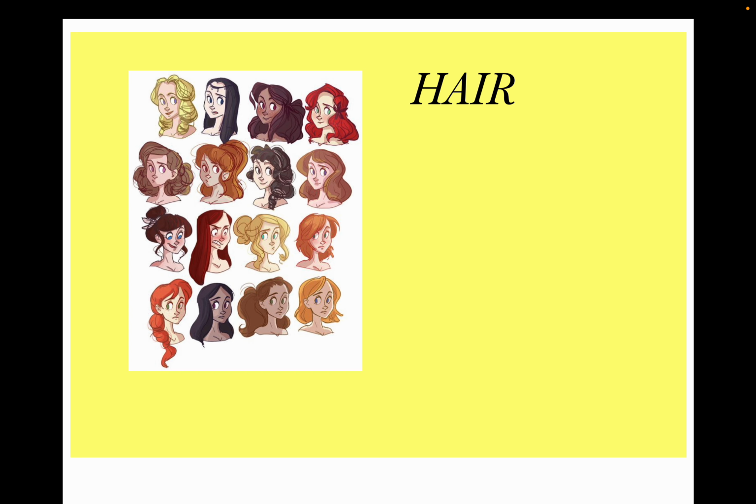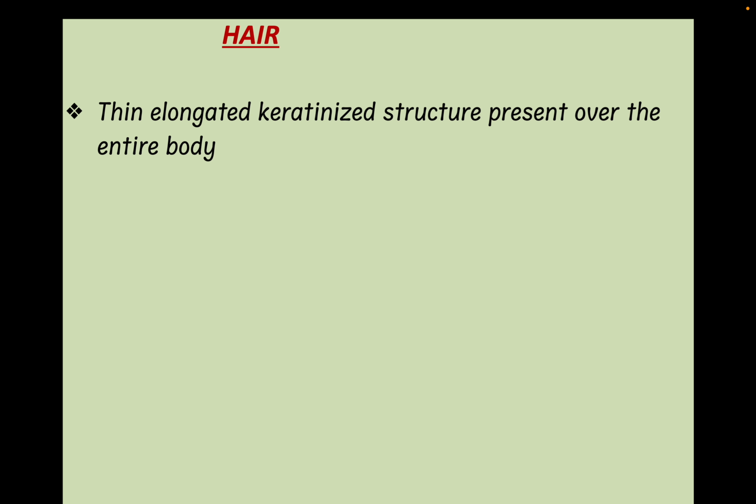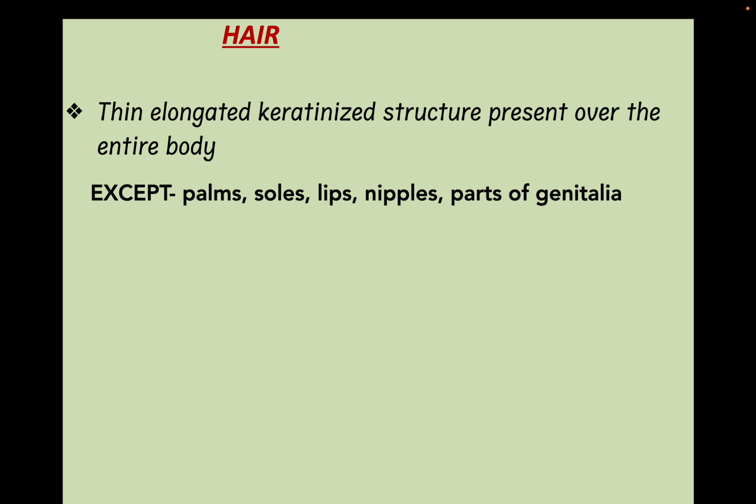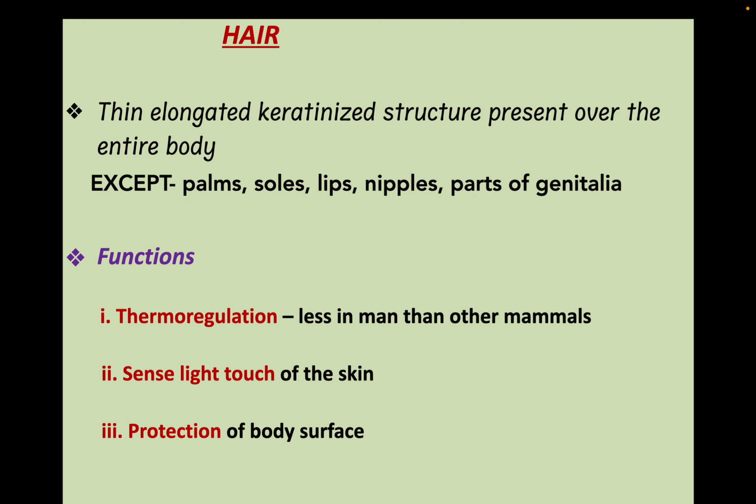appendage of skin, that is hair. So these are the different types of hair. It may be straight, wavy, curly or kinky. Now hair is basically a thin elongated keratinized structure present over the entire body, except palms, soles, lips, nipples, and parts of the genitalia. What are the functions? That is thermoregulation, then sensing the light touch of the skin, then protection of the body surface.